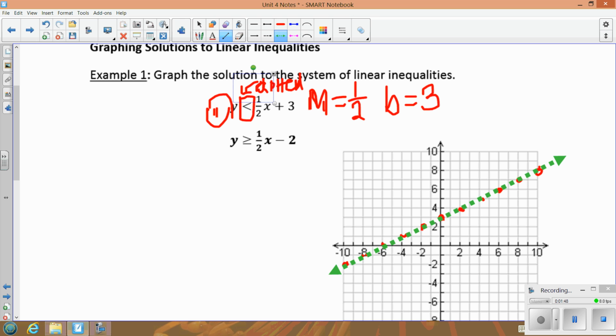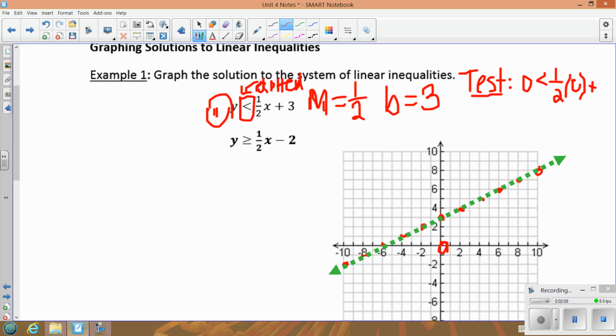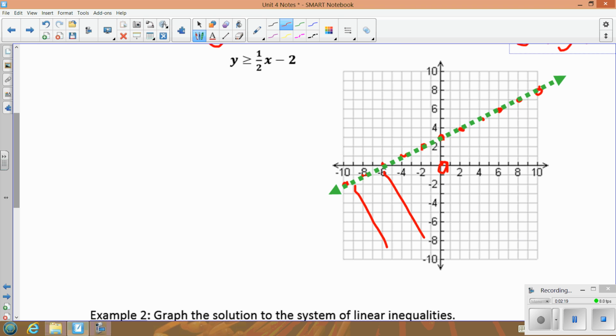And then we have to decide where to shade. This is where we're going to test a point. Usually the easiest point to test is 0, 0. Remember, you can only test a point that's not on the line. Since 0, 0 is not on the line, I'm going to test that. So plug it in. This is 0 is less than 3, which is true. So that means my shading is going to go down over 0, 0.